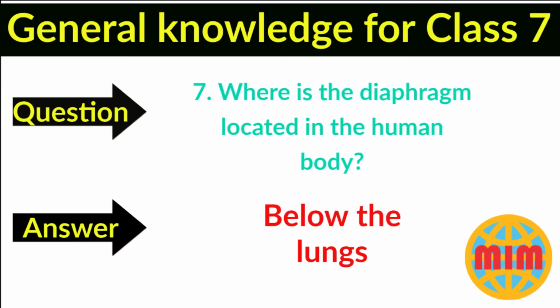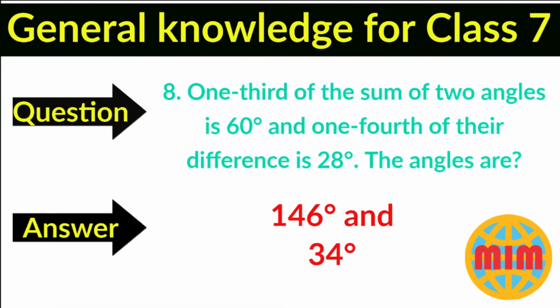Question number 7. Where is the diaphragm located in the human body? The answer is below the lungs. Question number 8. 1/3 of the sum of two angles is 60 degrees and 1/4 of their difference is 28 degrees. The angles are? The answer is 146 degrees and 34 degrees.